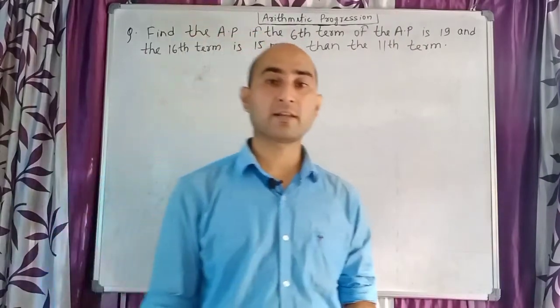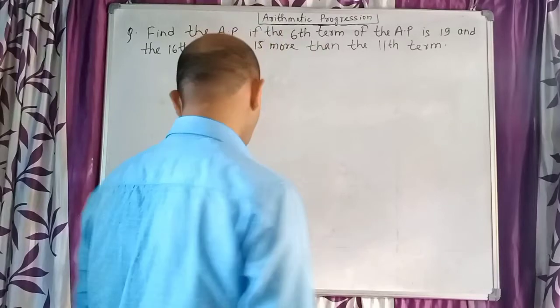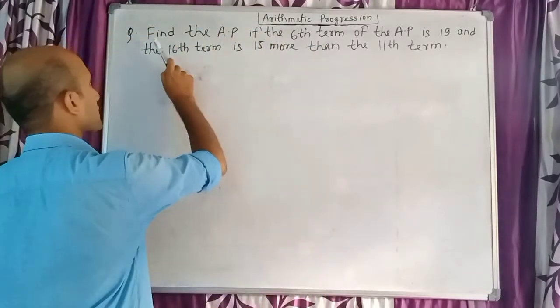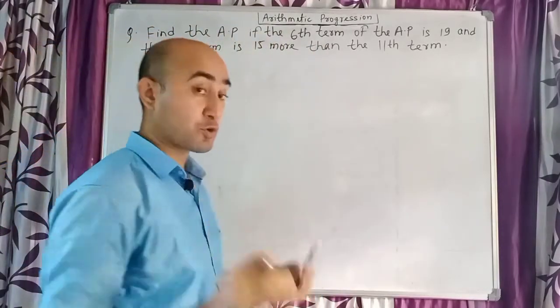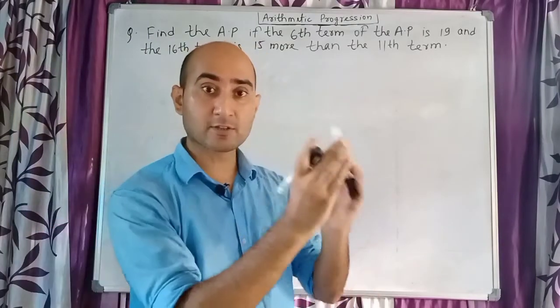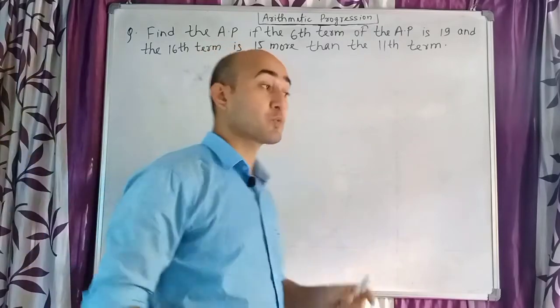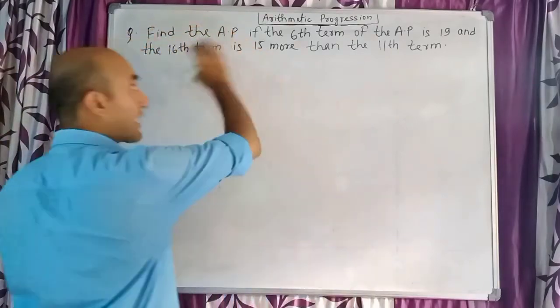So class 10 children, let us discuss one more very important question from the chapter AP, arithmetic progression. So here I have a question. Find the AP. The question is very new this time. You have to find the AP. AP means you have to find the series: first term, then the common difference, then second term, third term. We do not know the AP here. You have to find the AP.